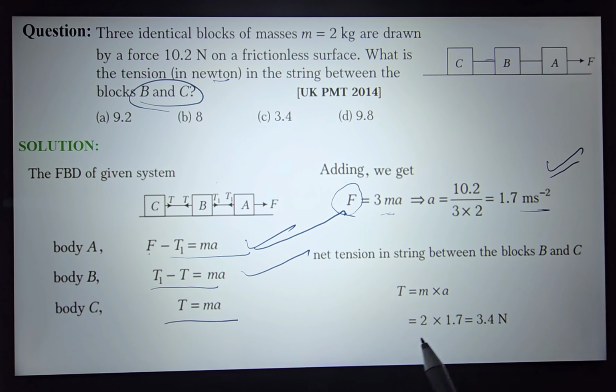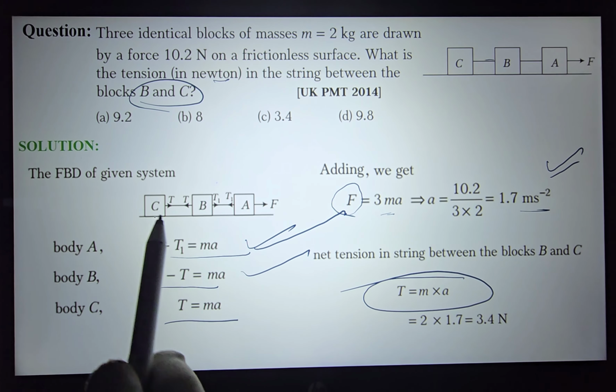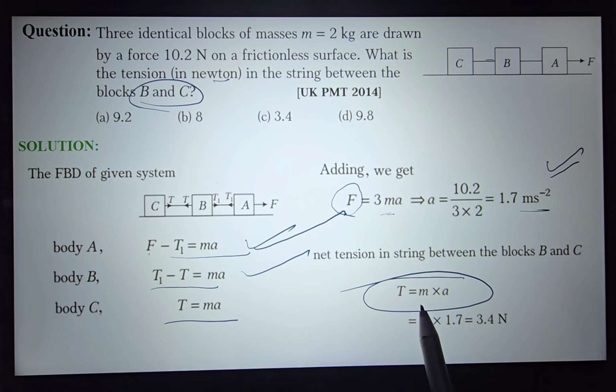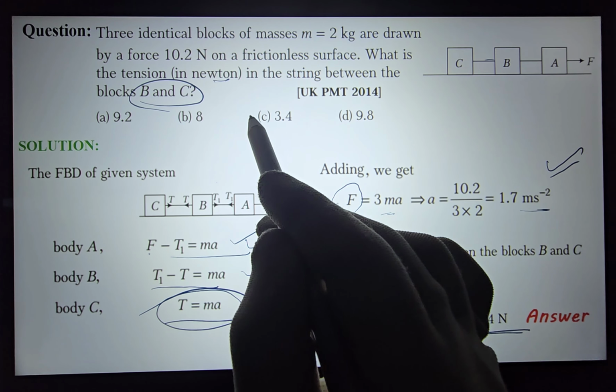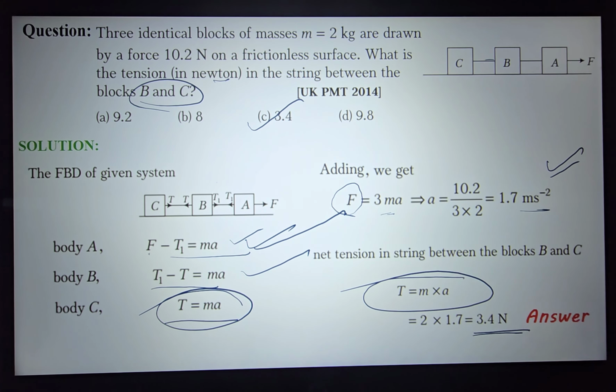Simply the equation T is equal to M into A, because between B and C आपको tension calculate करना है, तो T is equal to nothing but M into A, जैसे हमने आपको बताया T is equal to M into A. So putting the values of this M and A, you are getting this answer as 3.4 Newton. So this is the final answer, and the option is 3.4, means this option C is correct. Okay, this option C is correct, right?